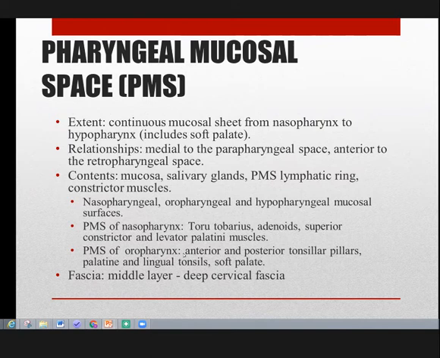soft palate. So the relationship of this space to the surrounding spaces: it is medial to the parapharyngeal space and anterior to the retropharyngeal space. So the contents of this space consist of your mucosa, salivary glands, PMS, lymphatic ring, constrictor muscles, and the mucosal surfaces of the nasopharynx, oropharynx, and hypopharynx.